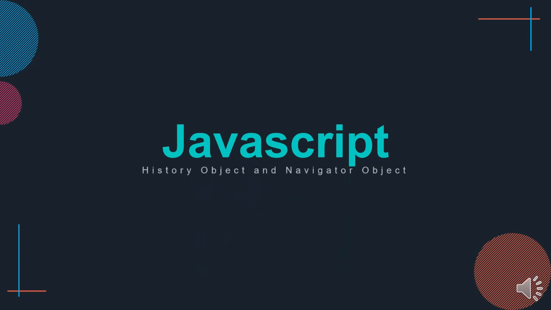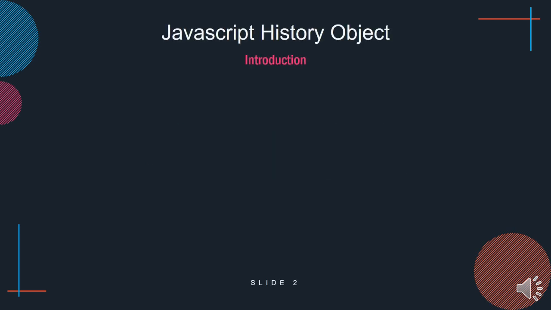So good evening everyone. My report is all about the JavaScript history object and navigator object. So what is the JavaScript history object?